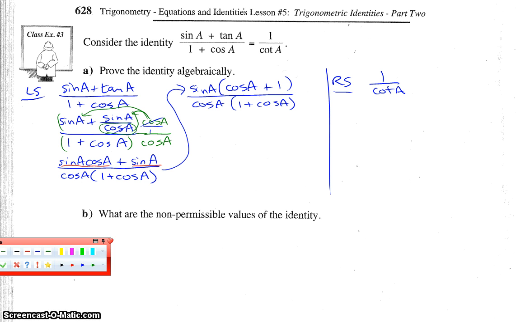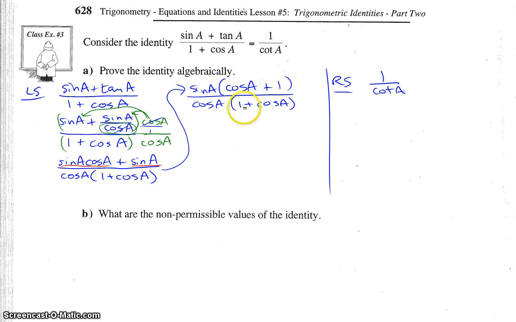Take a look at what's in the brackets. Cos A plus 1, 1 plus cos A. Are those the same? Yes, they are, because they're both positive. It doesn't matter the order then. So that factor can cancel with the one on top. And we are then left with sine A over cos A. Oh, I know that one. That sine A over cos A is tan A, right?